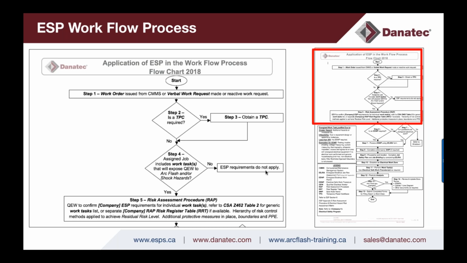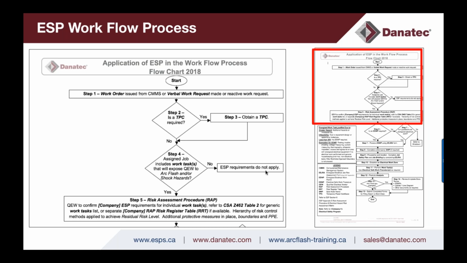Under step 5, you'll read that it says qualified electrical worker to confirm the company's electrical safety program requirements for individual work tasks. And then with respect to the 2018 edition of 70E and Z462, one of the tables in the arc flash PPE category table method has been removed from that process, and it has been moved into the arc flash risk assessment requirement. In Z462, it's table 2. And it provides a generic energized electrical work task list that can now be used independently of either method of determining additional protective measures. And the company has and should have a documented risk assessment procedure, including a risk register table.